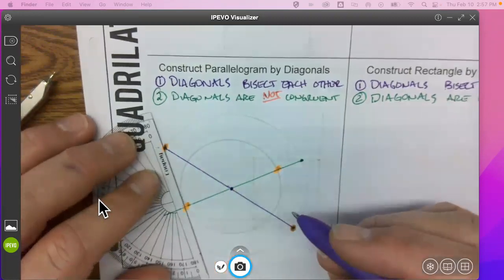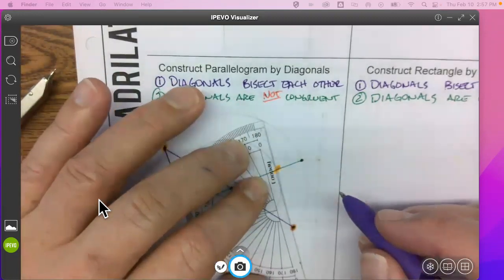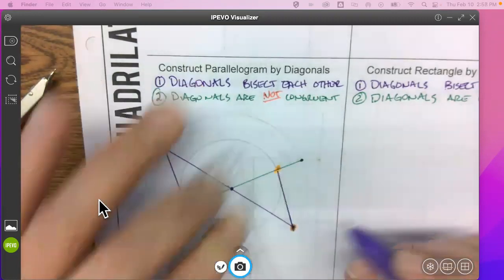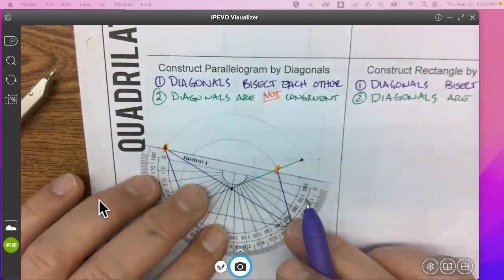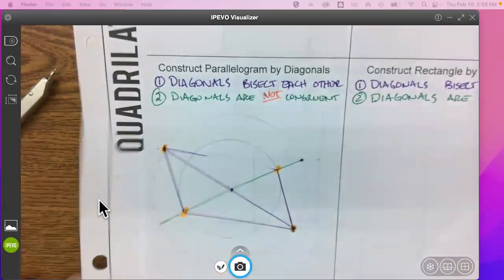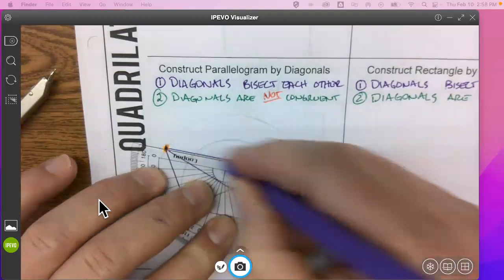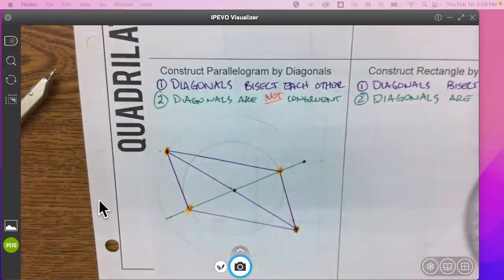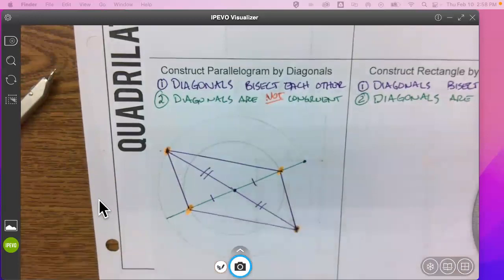Connect the dots. So these are bisected. This is bisected in a different width. That's a parallelogram. Is that a little bit easier? Yeah, right?